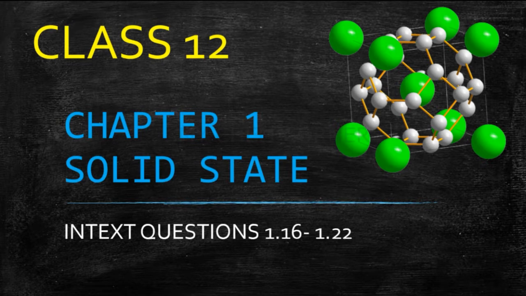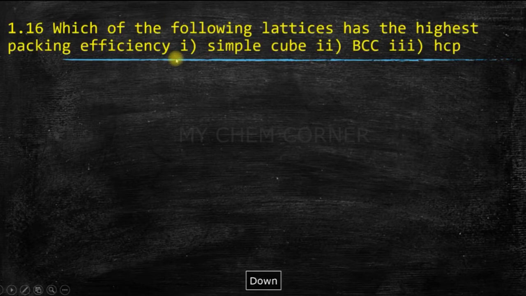So in today's class we are going to do some more intext questions from chapter 1, Solid State, of class 12. So the next question for the video is 1.16. Which of the following lattices has the highest packing efficiency: simple cubic, BCC or FCC?